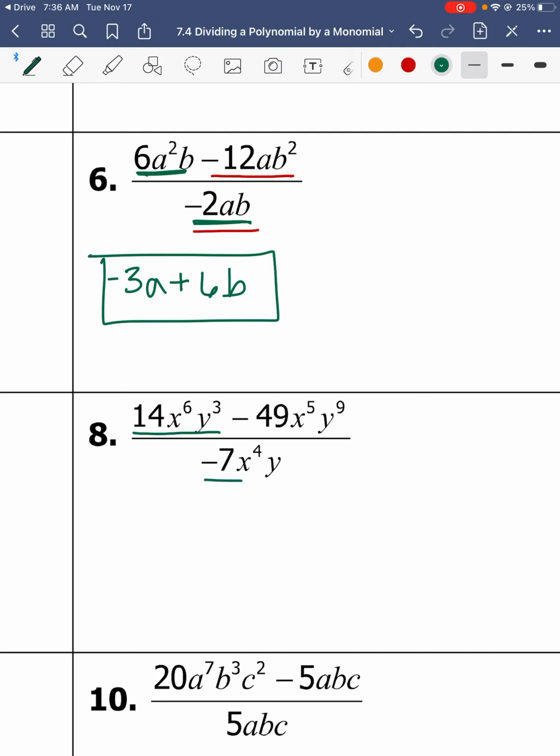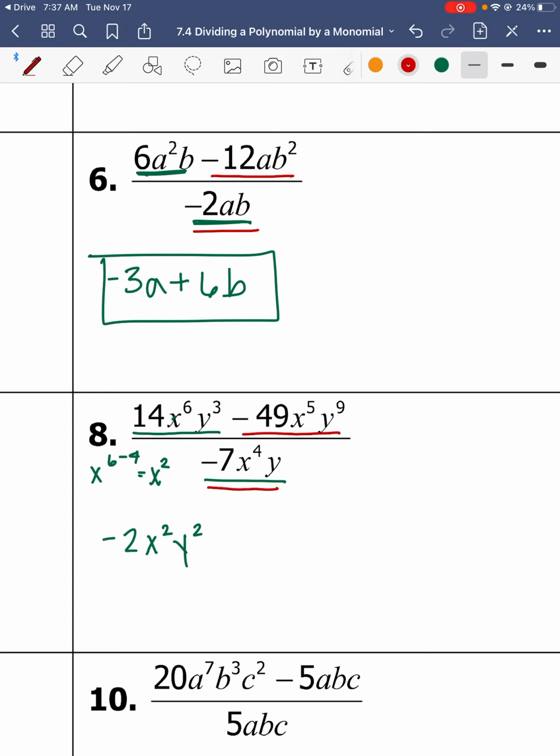Okay, getting to some more terms here. 14x to the 6y cubed divided by negative 7x to the 4th y. So 14 divided by negative 7 is negative 2. X to the 6 divided by x to the 4th is x squared. If that wasn't clear right away, remember the exponent on top is 6, the exponent on the bottom is 4, so 6 minus 4 is x squared. And then y cubed divided by y is y squared.